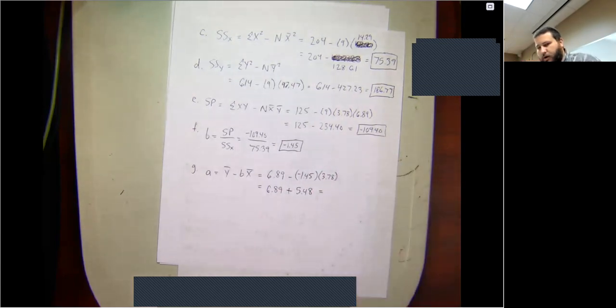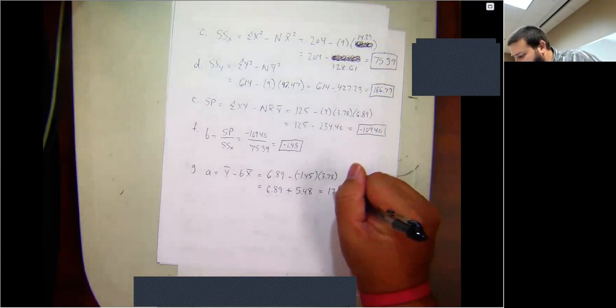If you want to do it in your calculator, if you want to leave that as a negative, since you multiplied negative 1.45 times 3.78 and got a negative 5.48, that's fine. And you can just subtract a negative from 6.89. When you subtract a negative, though, it's just going to add the points to the 6.89. So 6.89 plus 5.48 is 12.37.